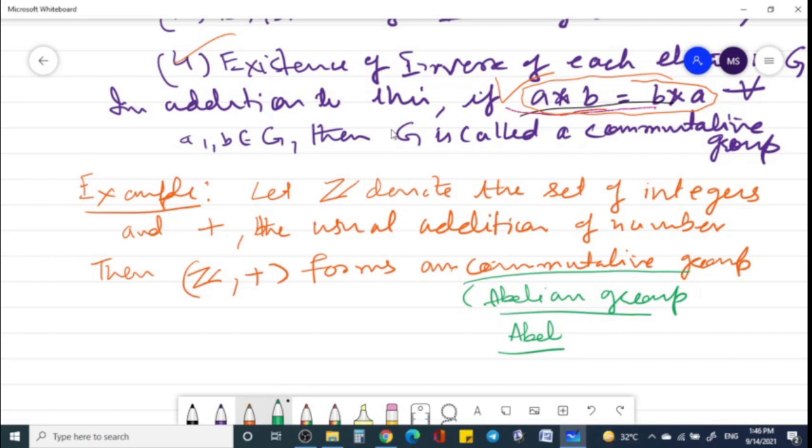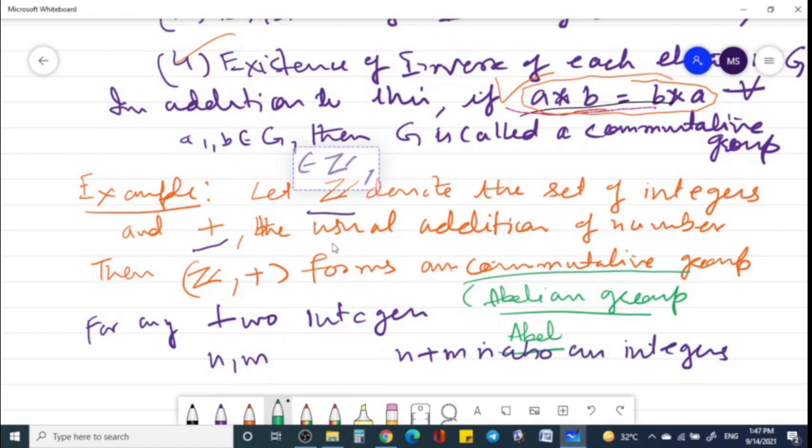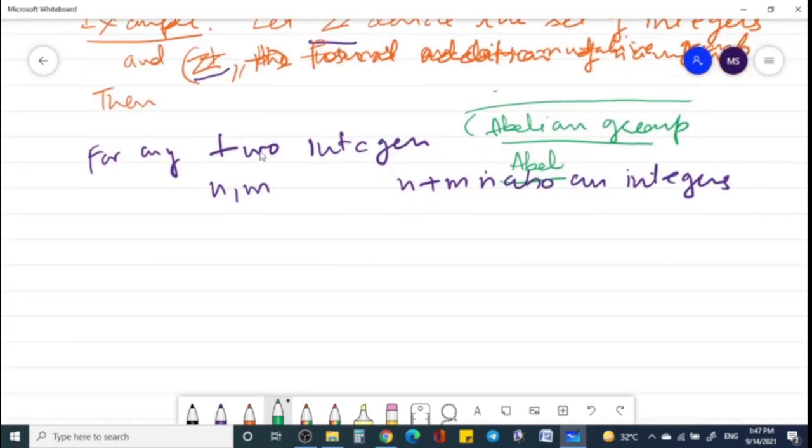So now we can see how this set of integers with the binary operation addition forms an abelian group. First of all, for any two integers n and m, n plus m is also an integer. It is readily verified that the sum of two integers is again an integer. So closure property is satisfied here.